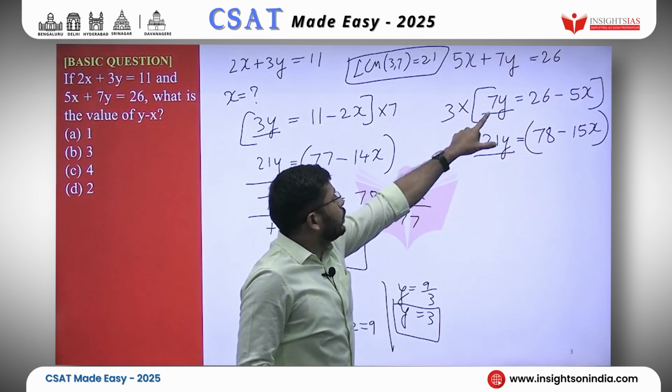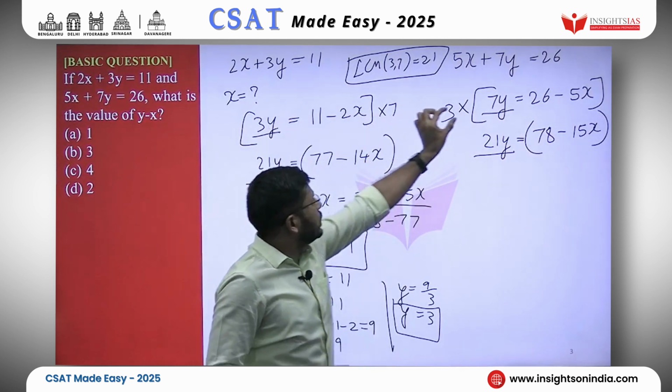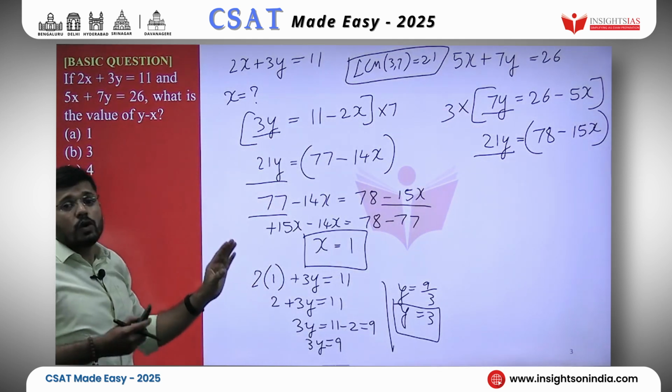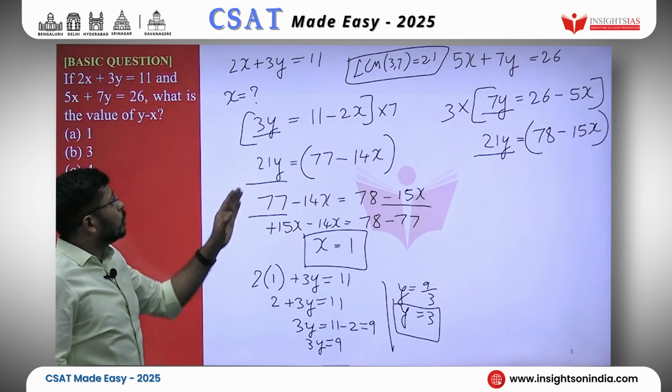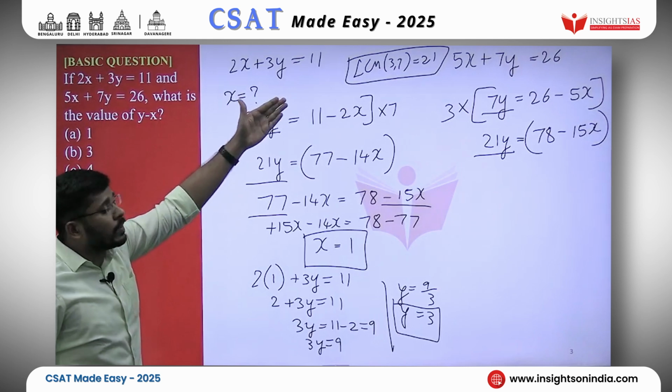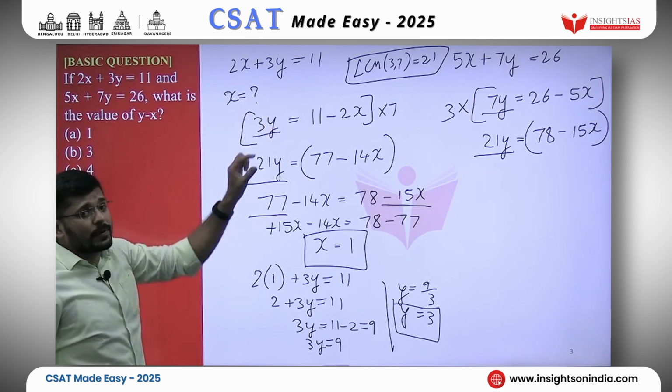Now we need to take the LCM of the coefficients. This is 7 and this is 3. The LCM of two numbers which do not have any common factor is their product. So the LCM is 21. We need to make this one as the LCM. We need to make 3 as 21. How do we do that?